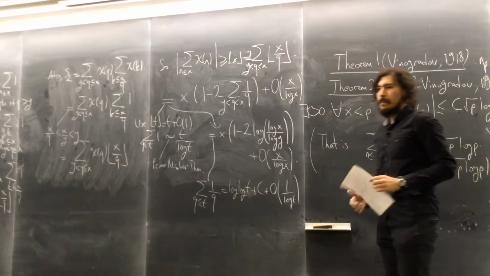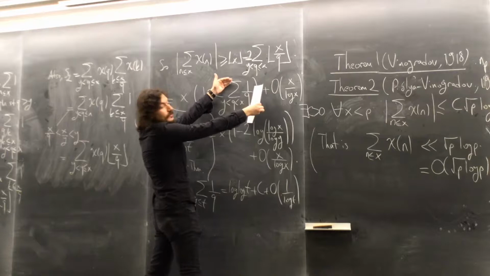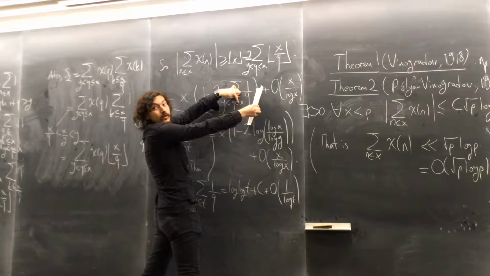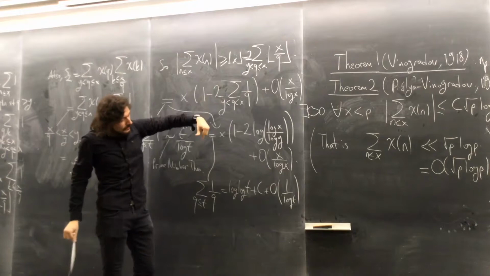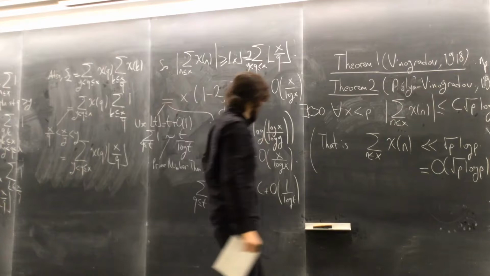So what is the behavior of this? The sum of reciprocals of primes up to x behaves like log log x. But we have to subtract the sum of reciprocals of primes up to y. If we subtract it, we are subtracting log log y. So log log x minus log log y is this expression, log of log x over log y, and the same error term.